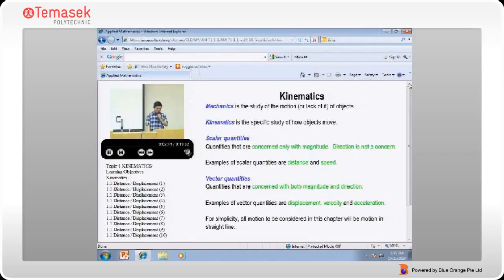Now, the other type of quantity we need to learn is vector quantities. Vector quantities will consider both the magnitude and direction. The examples of vector quantities would be things like displacement and velocity, versus distance and speed. So what's the difference? Something very obvious would be speed and velocity. You can tell the difference between scalar and vector by looking at speed versus velocity.